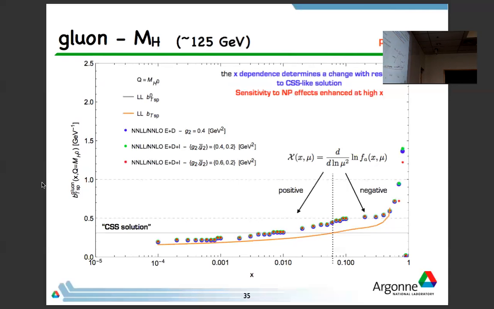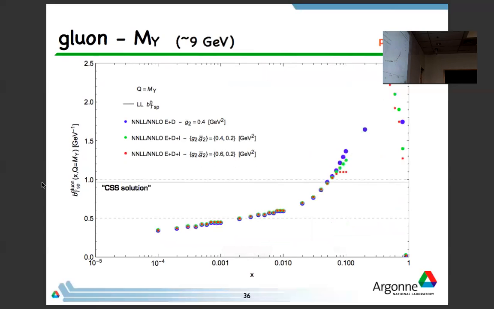So in the Higgs case, when Q is equal to 125 GeV, of course, everything more or less is below 1 GeV. The saddle point is below 1 GeV. So that's the case where the predictive power is strongest. But if you lower the hard scale, if you look at, for example, 9 GeV, you see that in order to be below 1 GeV or below 0.5 GeV, you have to go to smaller x values.